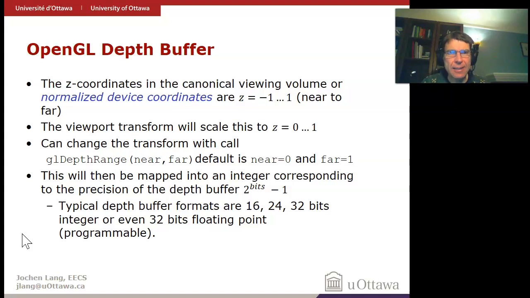Okay, so that's it. Now we went all the way from the scene coordinates through the perspective projection of the camera, then from the orthographic volume into the canonical viewing volume, and then from the canonical viewing volume into the screen, so the buffer, and also the depth buffer.